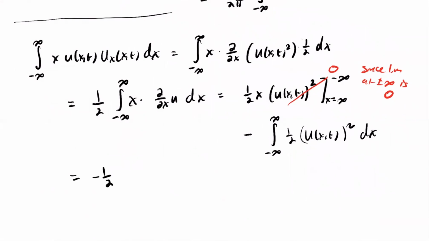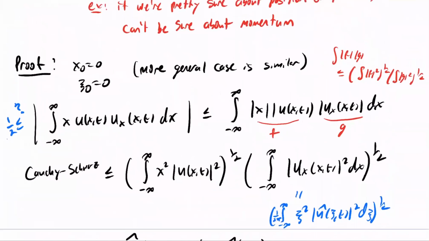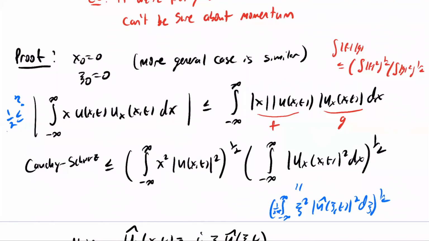And so then we're just left with minus 1/2 times the integral of u squared, right? And so we're assuming that the integral of u squared is equal to 1. So this is equal to minus 1/2, right? But then if I take the absolute value, well, then this is equal to the absolute value of this, which is the absolute value of 1/2, which is 1/2. And so then indeed, this is actually not just bigger than or equal to 1/2, it's actually equal to 1/2. Right?